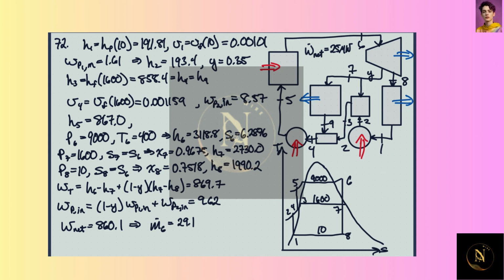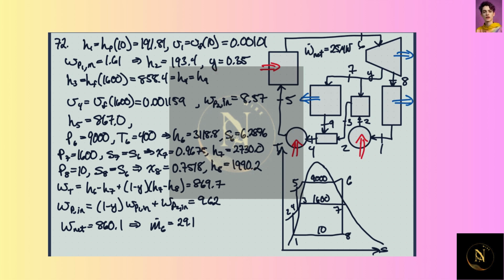So we can go through here. Again, it's a very similar problem. We have the pump. We can get the work into the pump by knowing the pressure here, and it's a saturated liquid. We can get the enthalpy out of the pump using a conservation of energy on the pump.